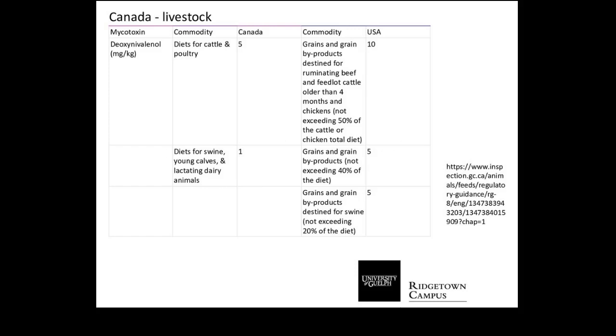DAWN is regulated in Canada, and so these are the livestock regulations. You're only allowed to include up to 5 parts per million. Milligrams per kilogram is parts per million in cattle and poultry, and swine and young dairy and lactating dairy are more sensitive. And then there's just a comparison there with some of the USA regulations, and you can find this online at the link shown on the slide.